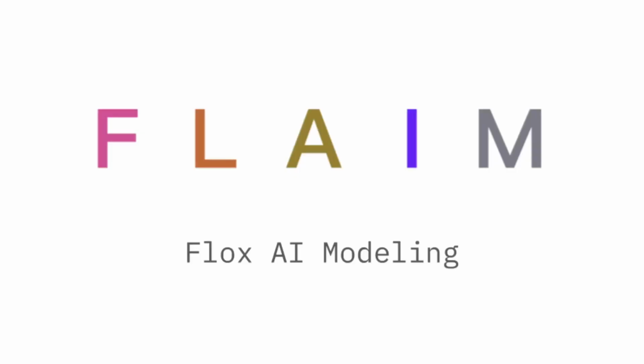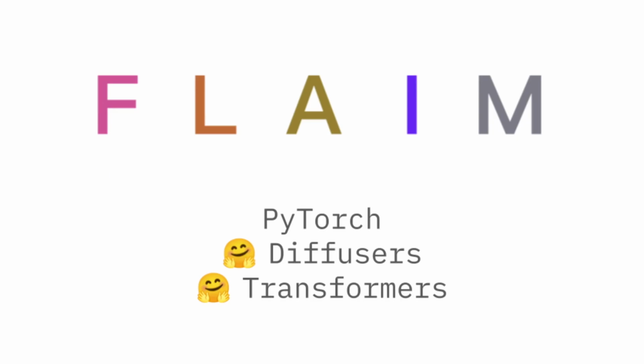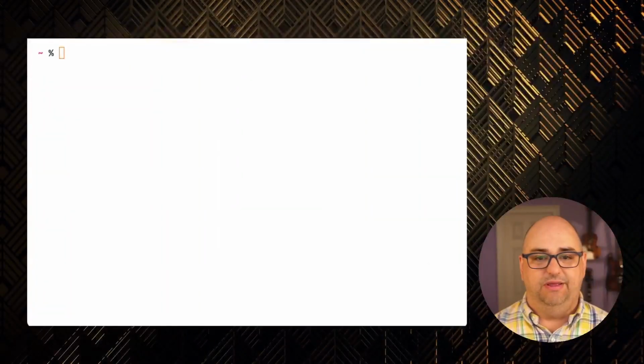Hi there, I'm Ross from Flox, and I'd like to show you something we've been working on that is a whole lot of fun, and it's called FLAIM. FLAIM is my cute name for Flox AI modeling, and what it is is a collection of PyTorch, Hugging Face Diffusers, and Hugging Face Transformers. And trust me, with these three things, you can get into a lot of trouble. Let's jump right in and see how it works.